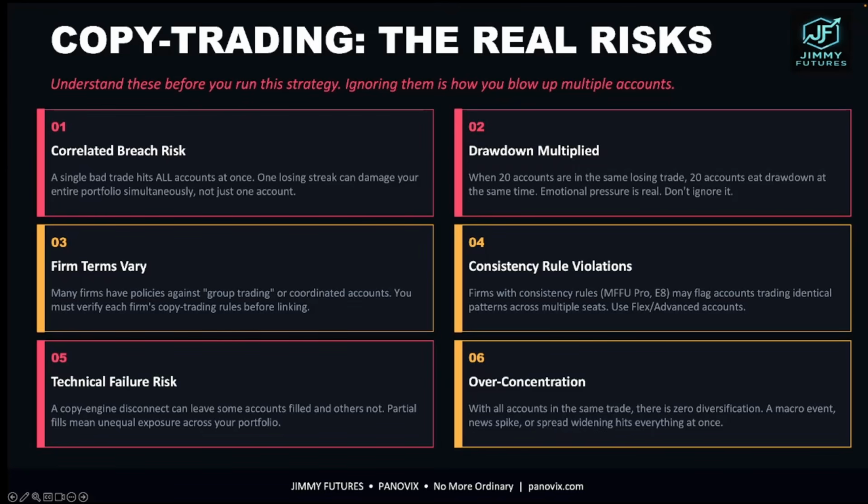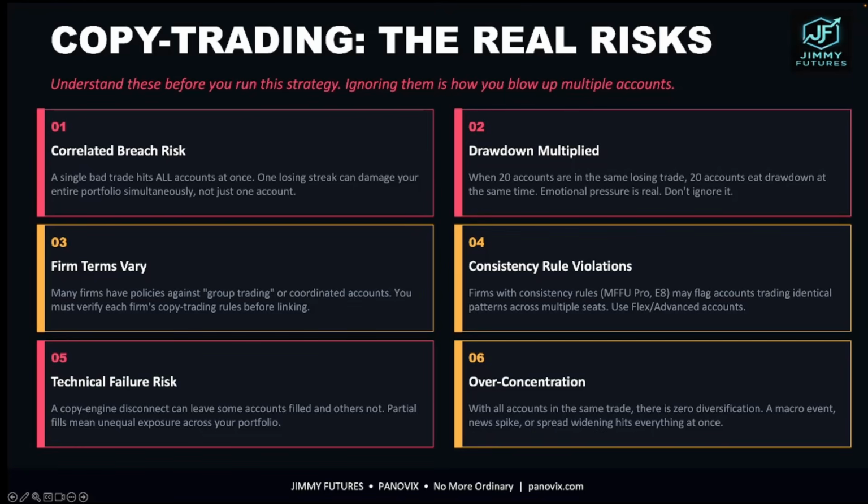Sometimes a follower account gets disconnected because of a hiccup in the internet. It happens. With Panovix, it will run a check every 30 seconds just to make sure that all the followers are following the lead account. But other trade copiers may not work that way. So just understand that there is the possibility of technical failure risk that can blow your accounts, even if you didn't do anything wrong.